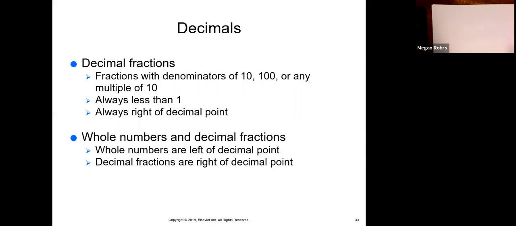Okay, so now we're going to discuss decimals. So decimals always appear to the right of the decimal point. We can also have whole numbers with a decimal fraction as well. So I'll show you some examples here. Like we mentioned earlier, whole numbers are always to the left of the decimal point. Decimals will follow, they'll be to the right of the decimal.